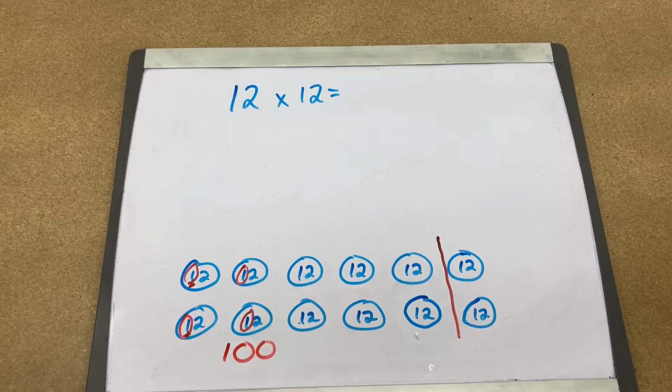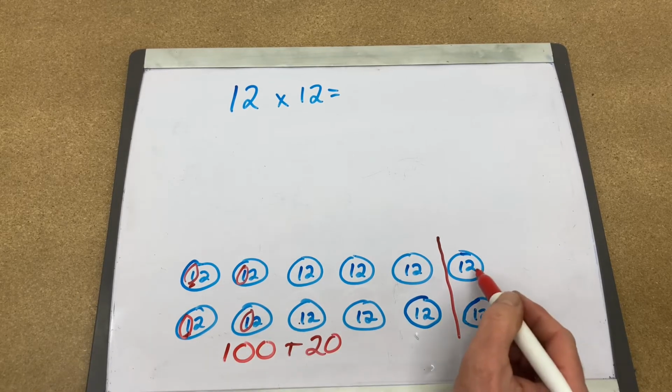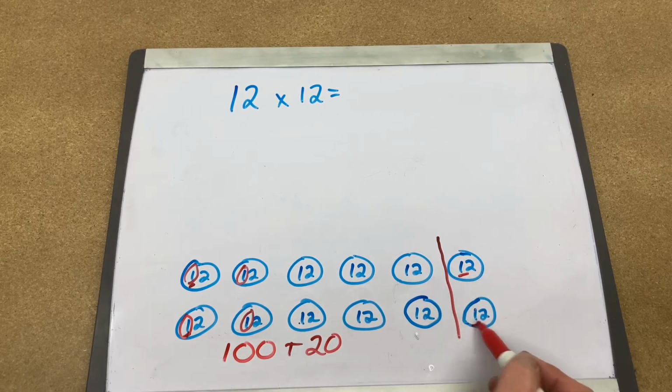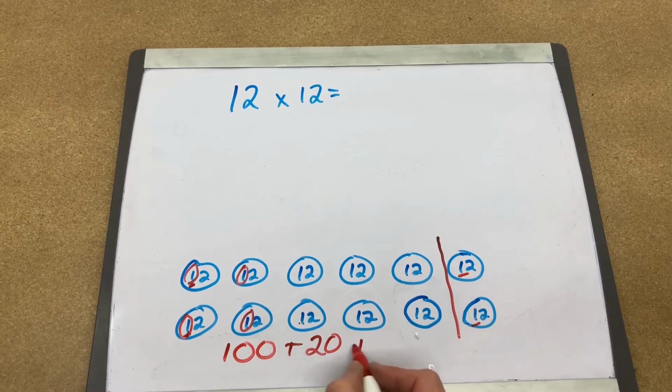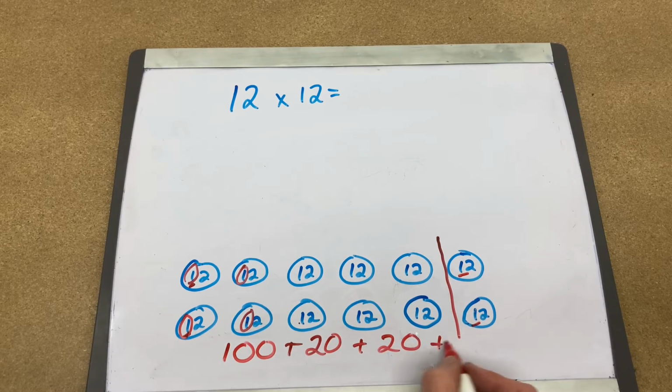Now what about the 2s? 2, 4, 6, 8, 10, 12, 14, 16, 18, 20. Okay, I have 20 with just the 2s on this side. What about over here? I have another 10 and I have another 10. Well, that's 20. So I'm going to add another 20 here. Plus 2 plus 2 is 4.